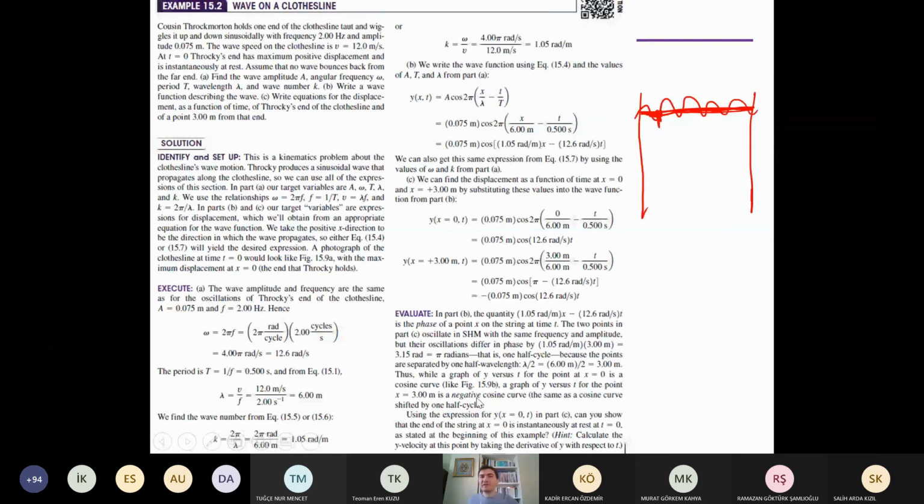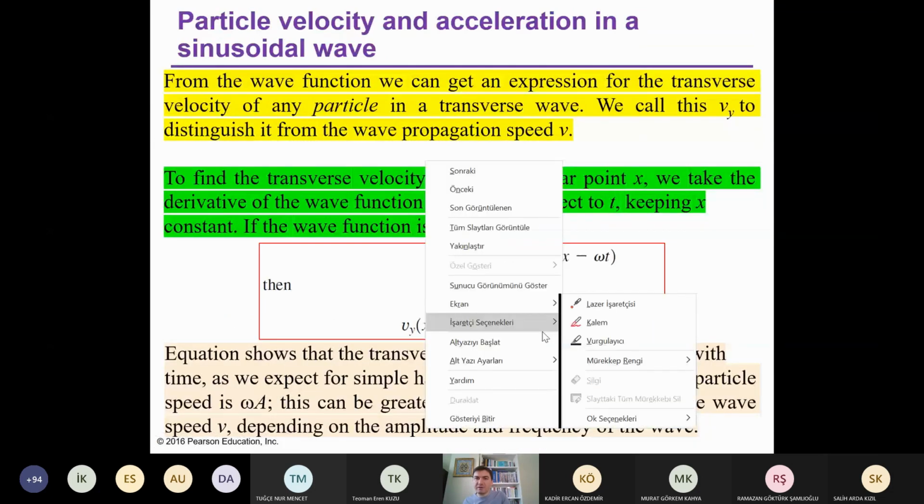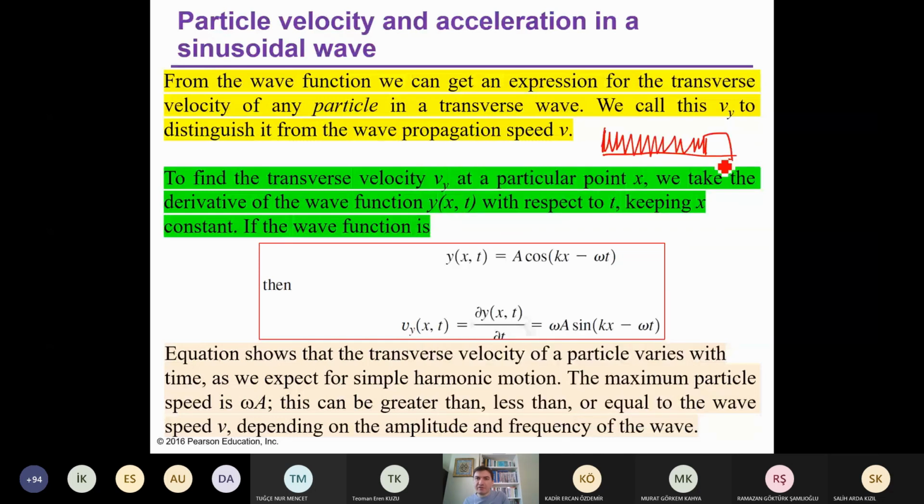Let me continue with the particle velocity and acceleration in a sinusoidal wave. Again, the discussion is the same as with this mechanism. Just remember this periodic motion and simple harmonic motion around the equilibrium. Consider that at the beginning, this mass is at x equal to A. Then you release this mass and it has this periodic motion around the equilibrium.